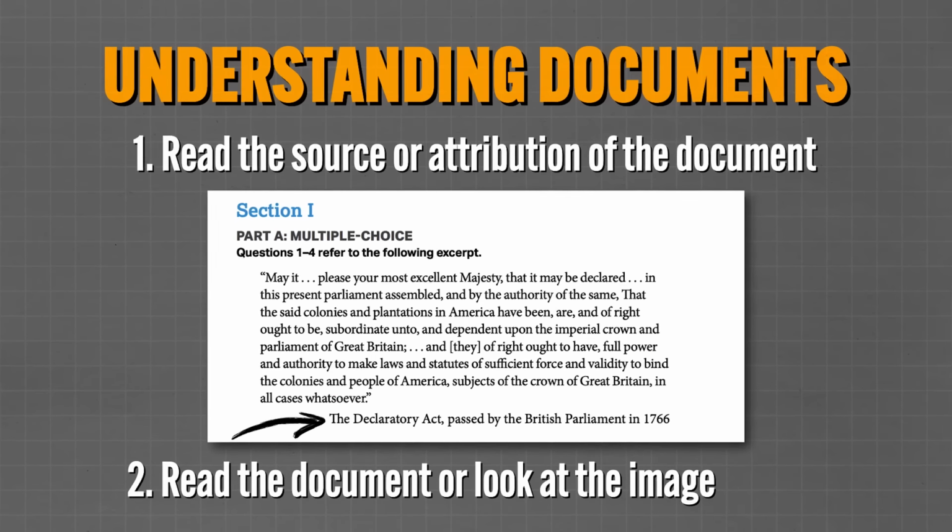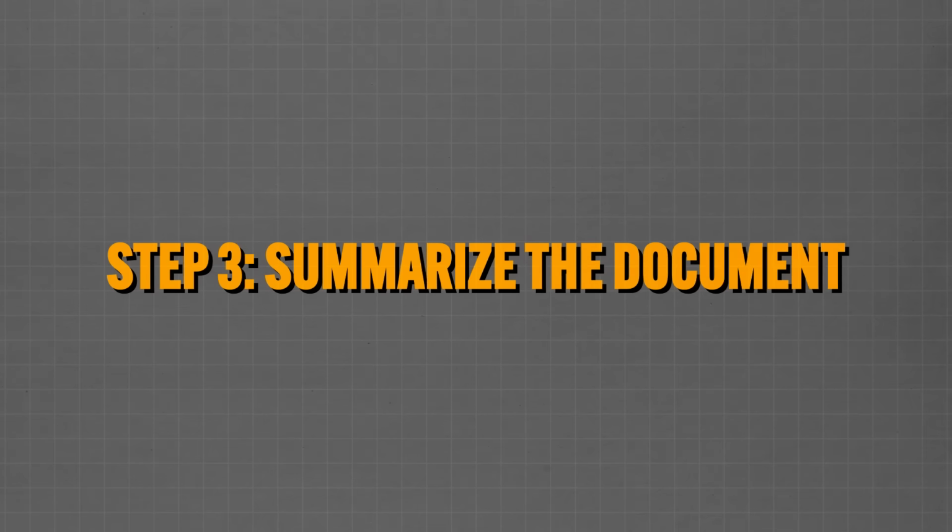And all of that will get you a long way before you even start reading the document, which is sub-step 2: read the document or look at the image. And you need to do this pretty quickly, and all you're looking for is the main idea that relates to your question or the prompt. Like, what does this document say about the question that you're considering? And once you understand that, step 3, summarize the document.